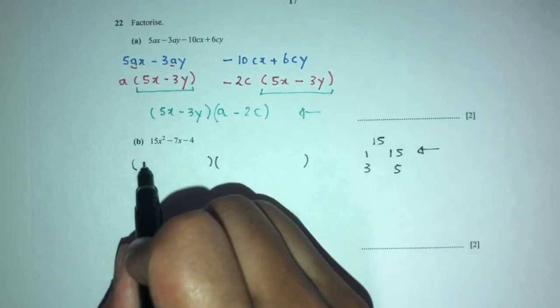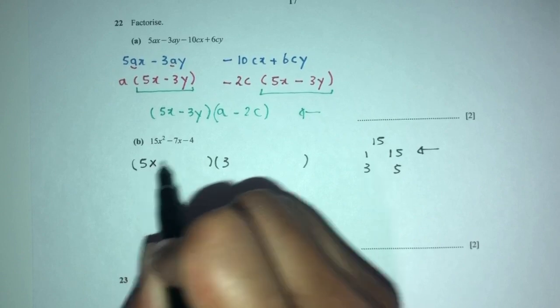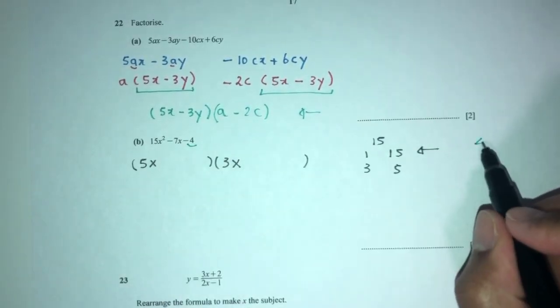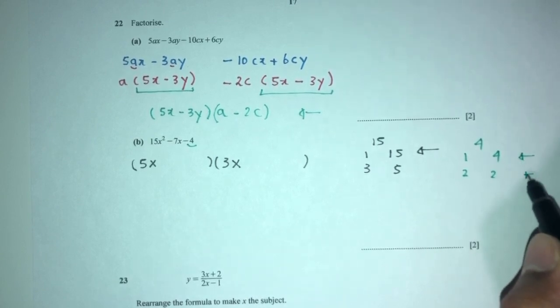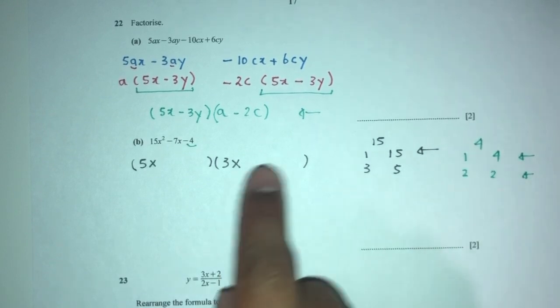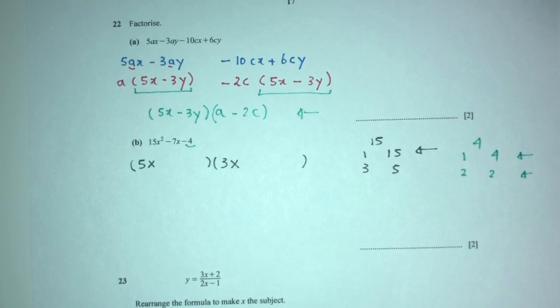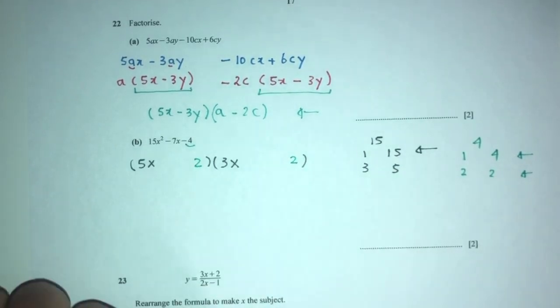15 is 5 times 3. Here we have x squared, so it has to be x times x, right, to be x squared. Now here we have 4. 4 is 1 times 4 or 2 times 2. So we can choose this pair or this pair. But the idea is we have to make sure the combination of this gives you minus 7. So let me try. Let me use this one, because I can see here that will be 2 here and 2 here.